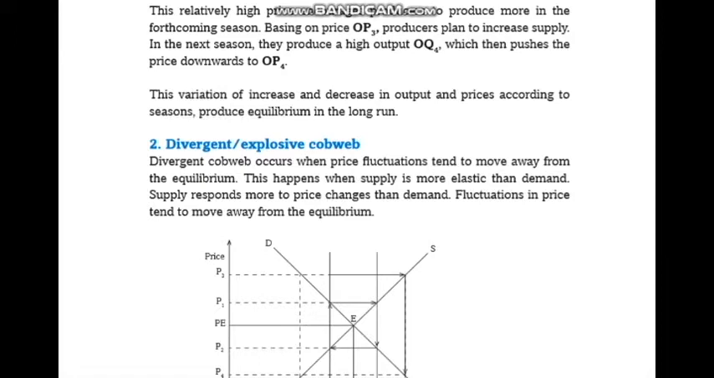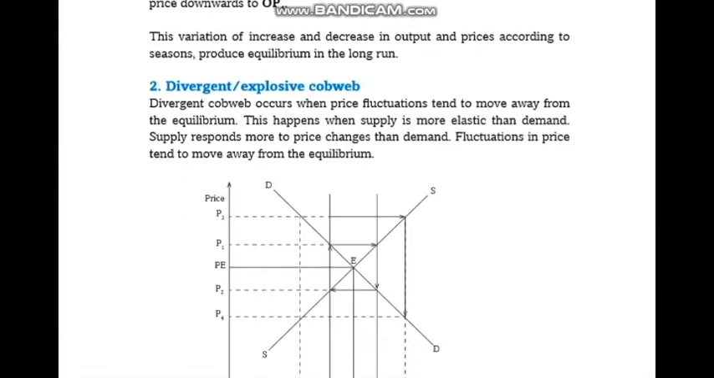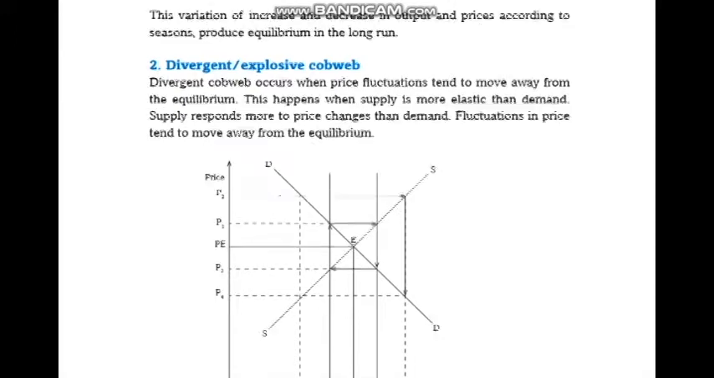Producers plan to increase supply. In the next season, they produce a high output OQ4, which then pushes the price downwards to OP4. This variation of increase and decrease in output and prices according to season produces equilibrium in the long run.